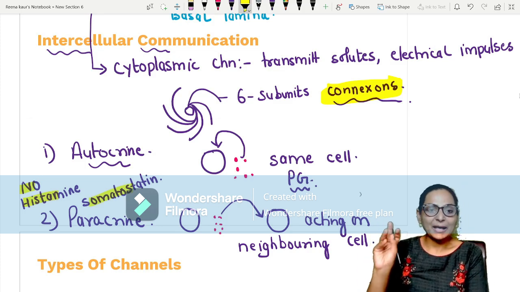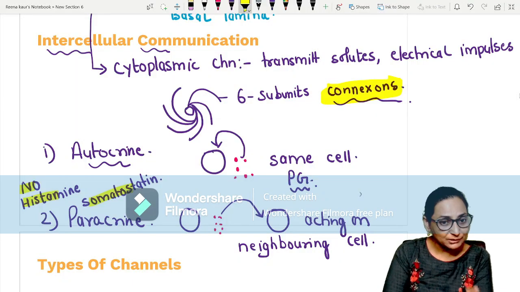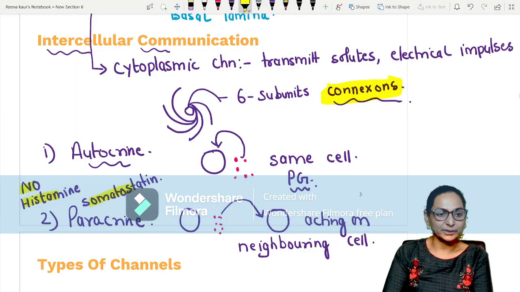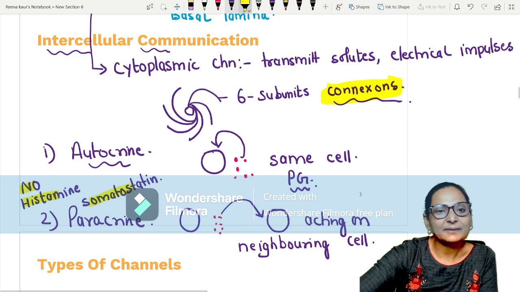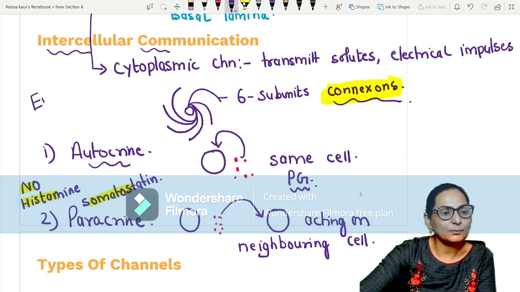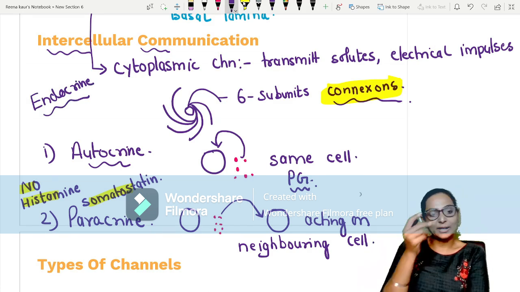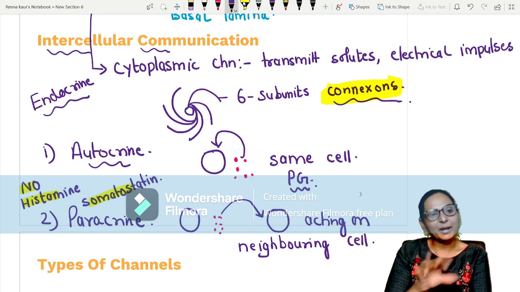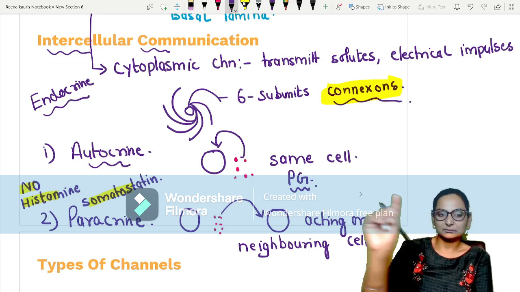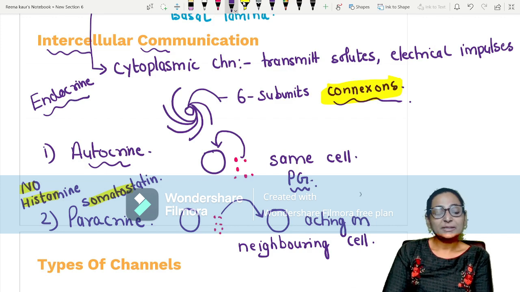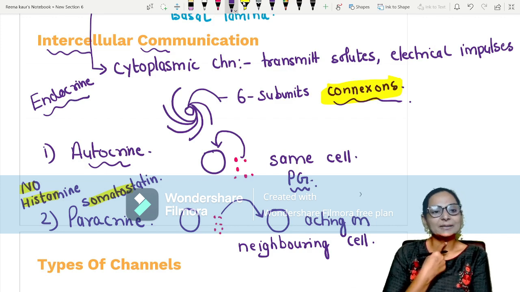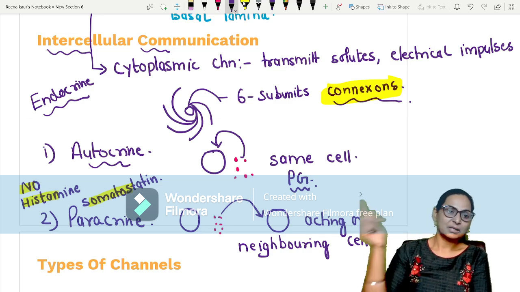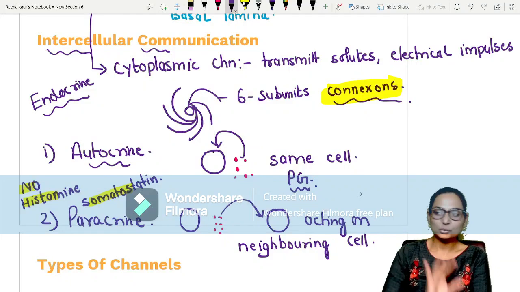So autocrine, paracrine, even if it comes in the form of an image, you should be able to solve it, right? And the next is endocrine. Endocrine, we will see what is endocrine. In the endocrine, the specialty is that it has to be secreted into the blood and carried away to the target tissues. They don't act on the same tissue, like thyroid hormone. It is coming from the thyroid gland, but it will not act on the thyroid gland. It acts away from the thyroid gland, on the target tissues.